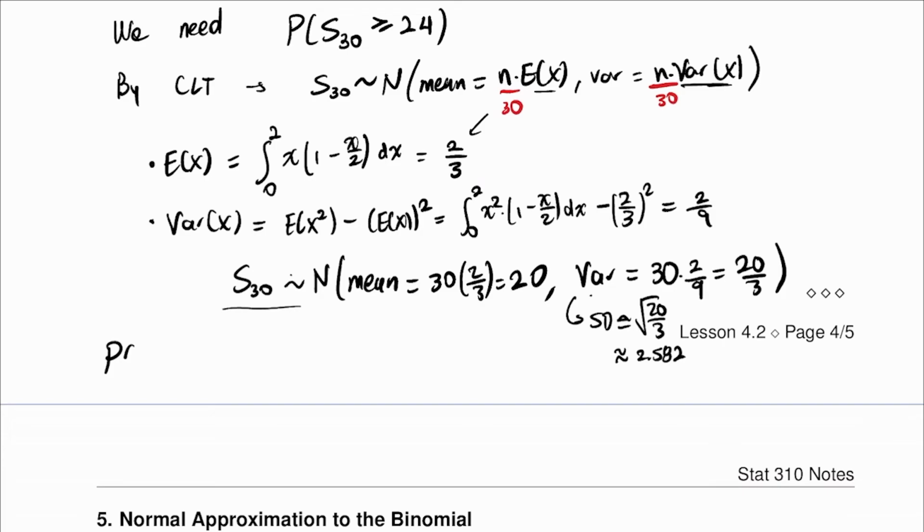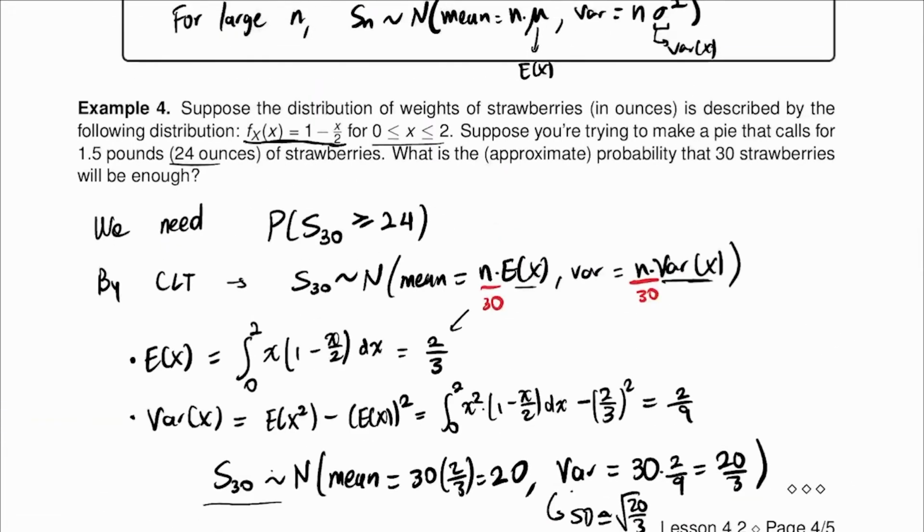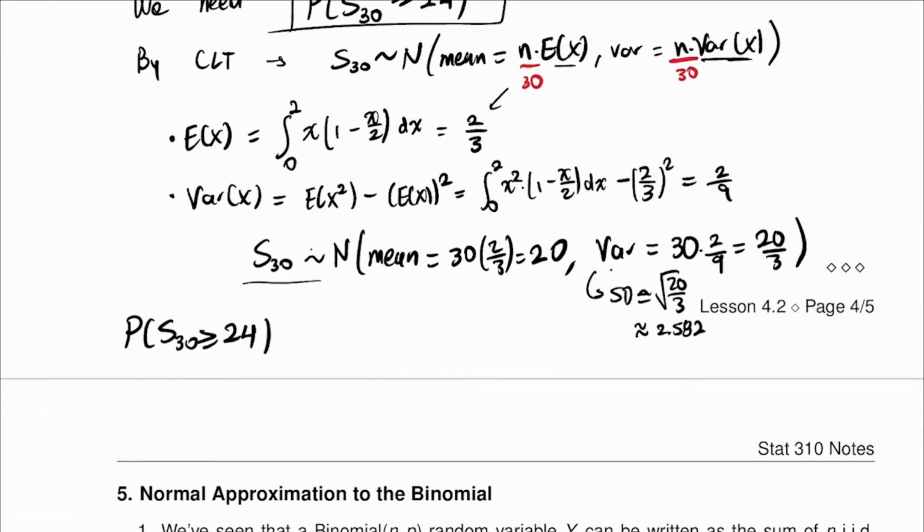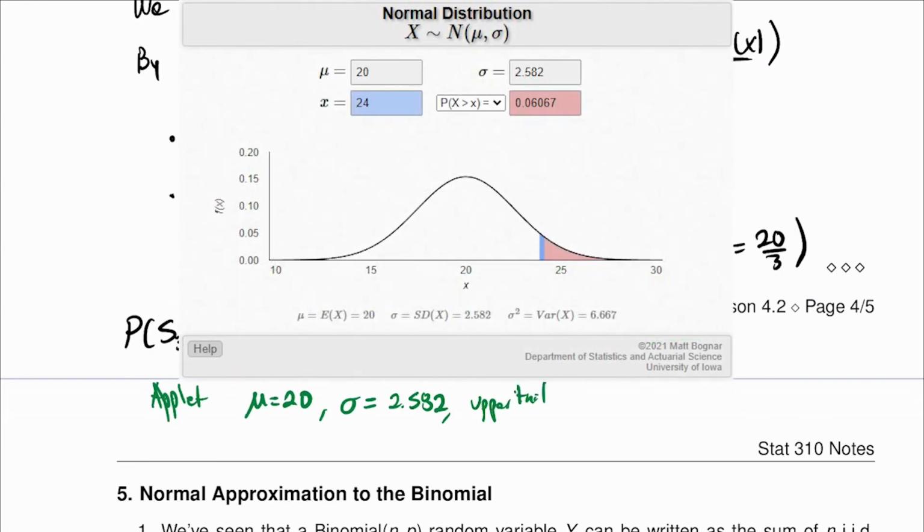So we can calculate the probability that S30 is greater or equal than 24, because it's the probability that we need to calculate. We can calculate that using the applet, because mu is equal to 20 in this case, and we can use sigma to be 2.582, and the upper tail in this case starts at x equal to 24. This is what we want to calculate here, and if we do that, it's 0.0607.